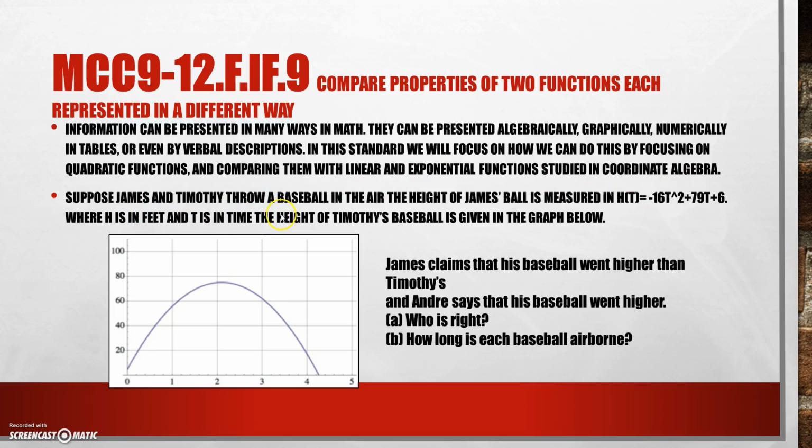So suppose James and Timothy threw a ball in the air. The height of James's ball is modeled by h equals negative 16t squared plus 79t plus 6, where h is in feet and t is in seconds. The height of Timmy's baseball is given below. So James claims that his baseball went higher than Timothy's, and Timothy says that his baseball went higher. So who was right? How long is the baseball in the air?